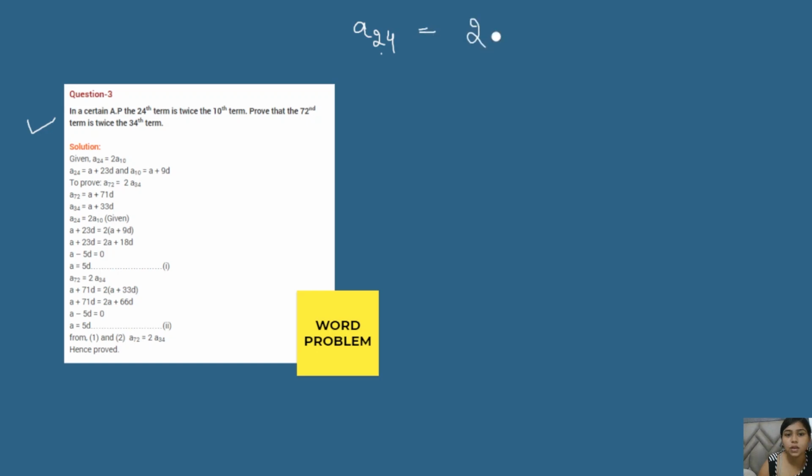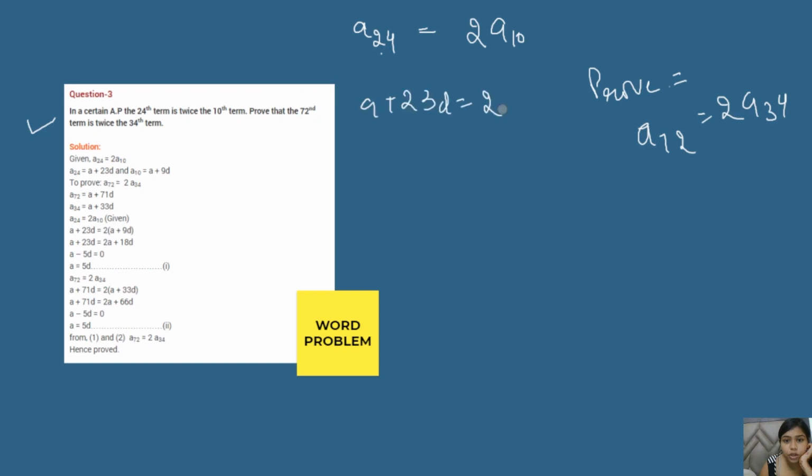In a certain AP, the 24th term A24 is, obviously, twice the 10th term. I have made this equation using the given statement. What we have to prove is that the 72nd term, A72, is twice the 34th term. So A24, basically given, is A plus 23D equals 2 into A plus 9D.